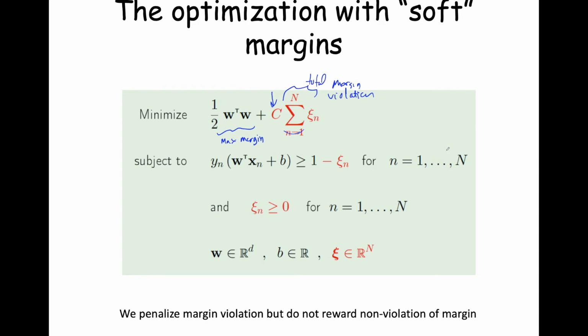And so our weight vector is in d dimensions as before. Our bias term is a real-valued scalar, and we're going to have n of these xi's. So we're going to have a vector of big N many xi's. So xi is going to be equal to xi1 up to and including xi big N.